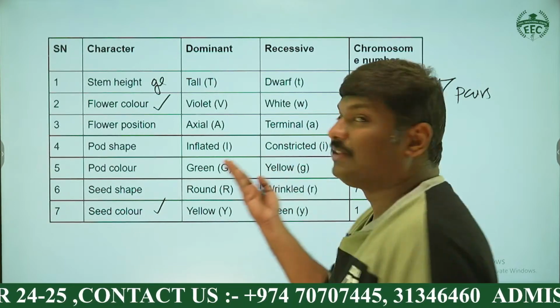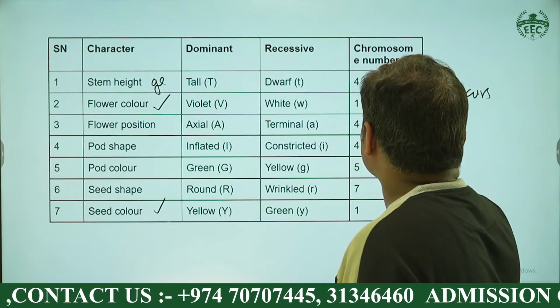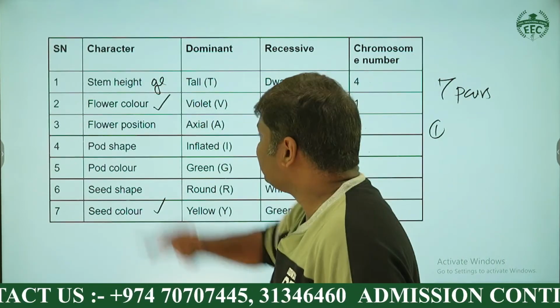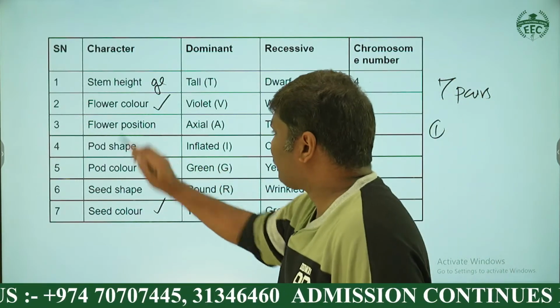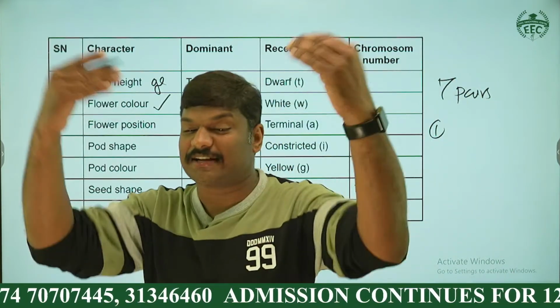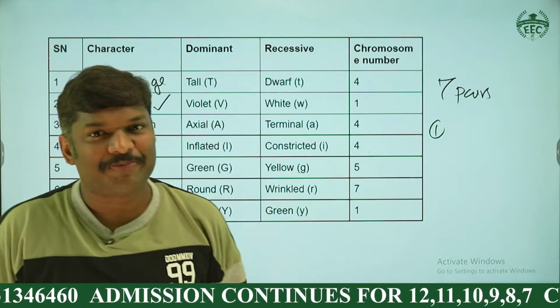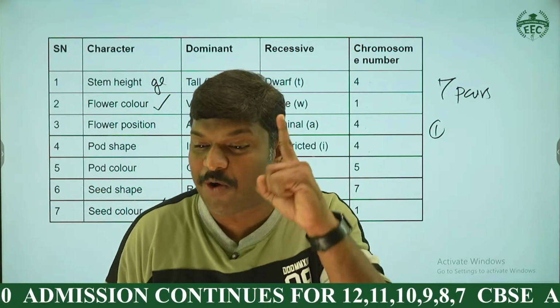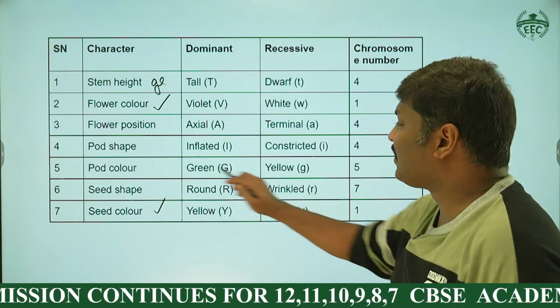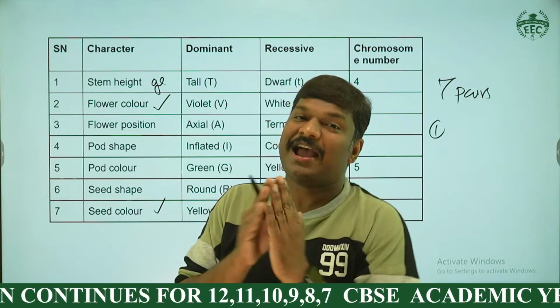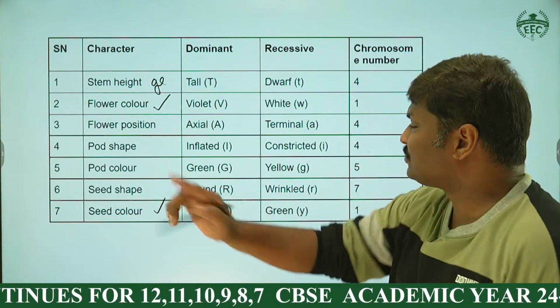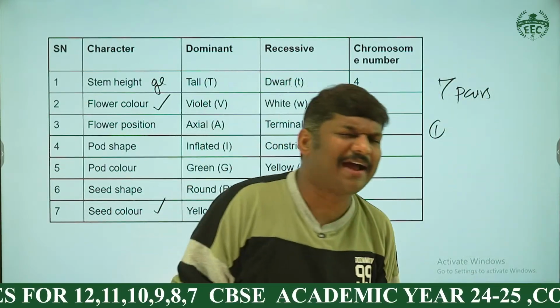And the third one, there is no third one, but the fourth one, you can see 1, 2, 3. The fourth one, the height is there in the fourth one, and you can see the flower position as well as pod shape. These are the 3 characters, my dear student, in chromosome number 4. And in chromosome number 5, there is only 1 character, the pod color, my dear student. And chromosome number 7, the last one also, there is only 1 character, seed shape, round and wrinkled.